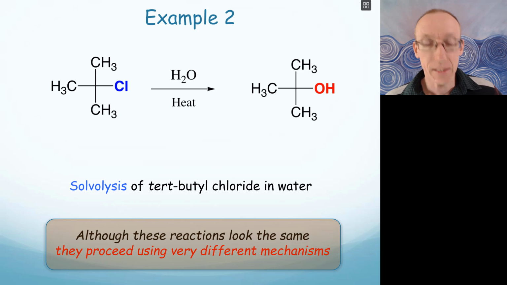Here's another example. Let's take a tertiary alkyl chloride and treat it with water under heating conditions. What we get out of this is a tertiary alcohol. We call this a solvolysis because we're doing it where the solvent is also the reagent. So it's in water as the solvent, but water is actually reacting as the reagent as well. So even though this looks very similar to the previous example, the mechanisms are very different.